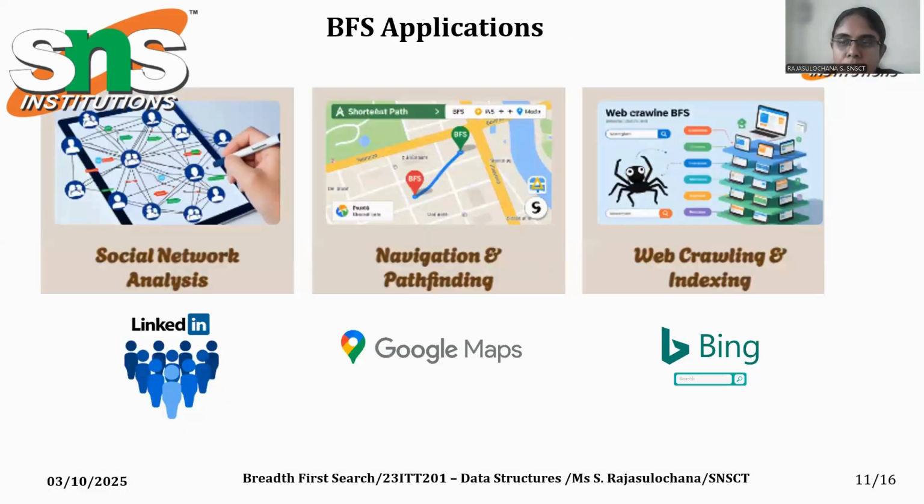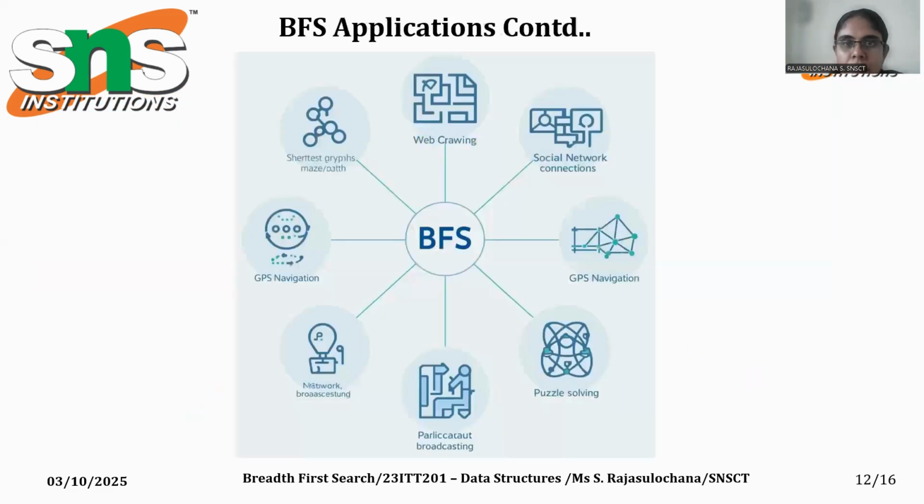These are the various applications of graph. It is used in social network analysis, where it is used to identify the connection between various entities in LinkedIn, for example. And in case of Google Maps, it is used for finding the path from one place to another. And it is also used for navigation purposes. In case of web browsers like Bing and Chrome, it is used for web crawling and indexing. In addition to that, it is also used in puzzle solving. It is also used in network broadcasting. It is used for performing GPS navigation and many other applications.